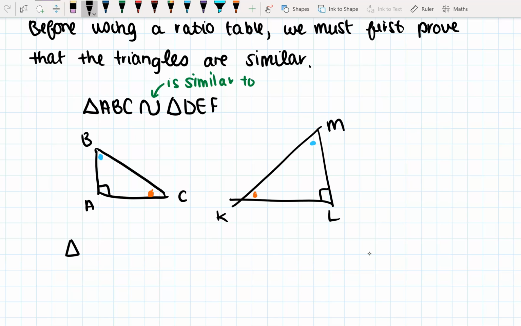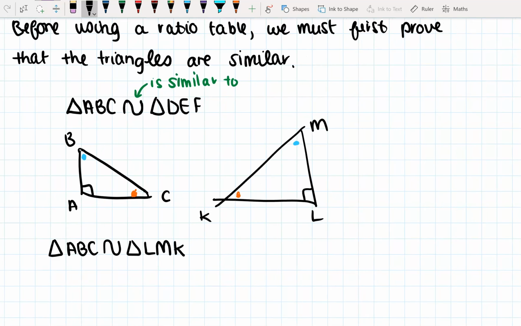So triangle ABC is similar to triangle, and we need to use that same reference. So A was the right angle. In our second triangle, L is the right angle. So we're going to start with L. We don't do this just alphabetically. B was the blue one. So M is the blue in the second triangle, and C was orange. And that means K is orange in the second triangle. So we've just proven that these are similar.